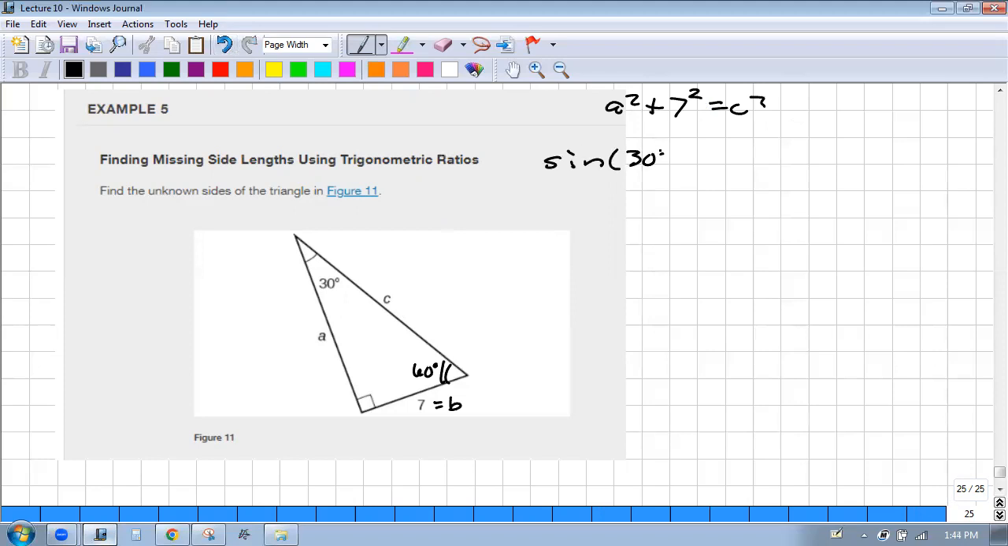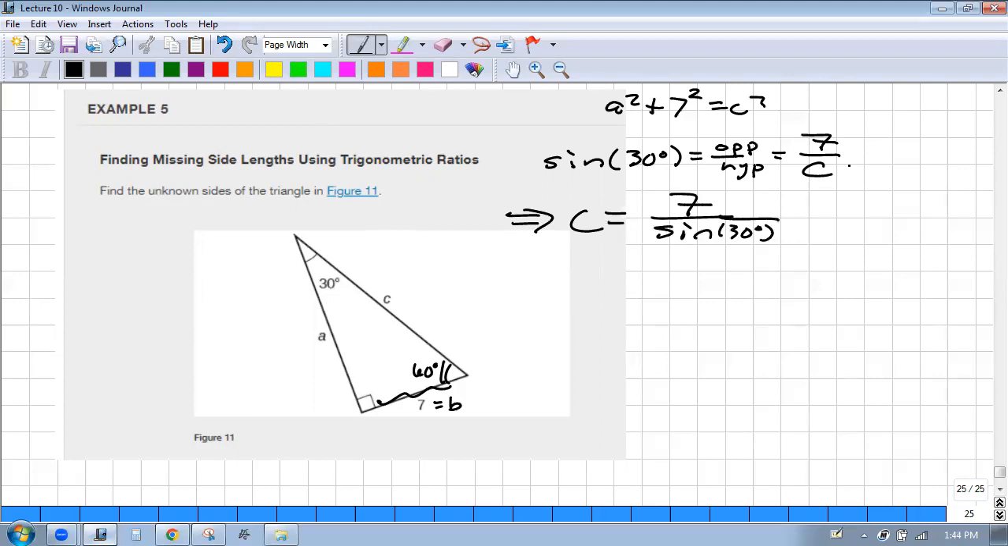Well, sine of 30 degrees is what? Opposite over hypotenuse, right? So there's 30. Here's the opposite side, and there's my hypotenuse. So c has to be 7 divided by sine of 30 degrees. We're just solving for c here. And I know what sine of 30 degrees is. It's 1/2. So 7 divided by 1/2 is 14.